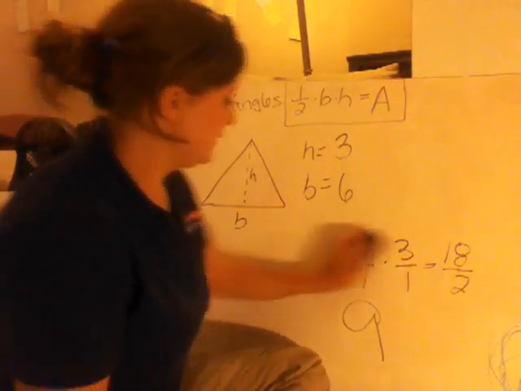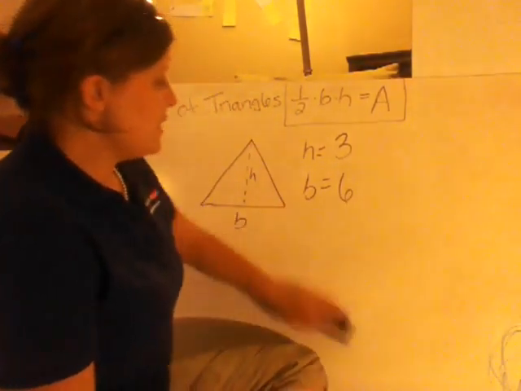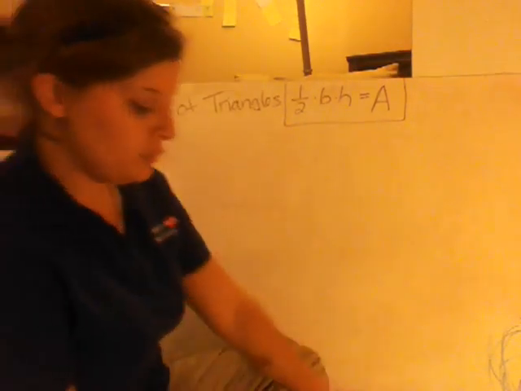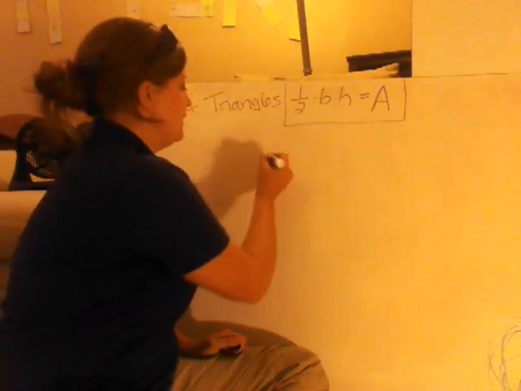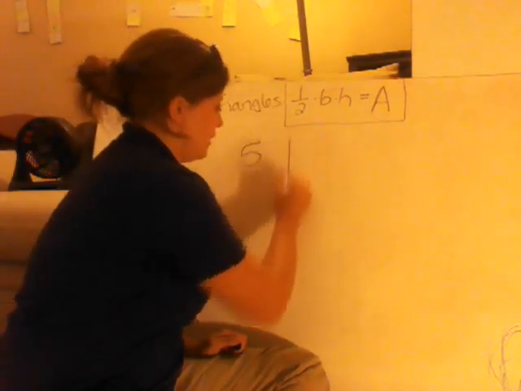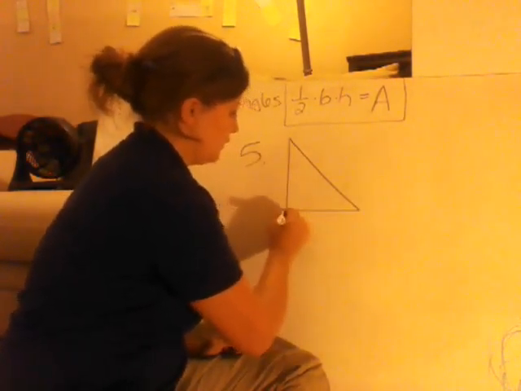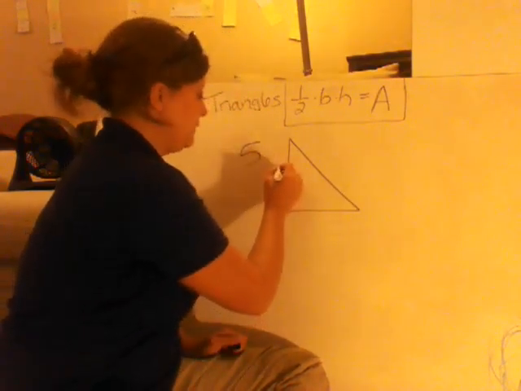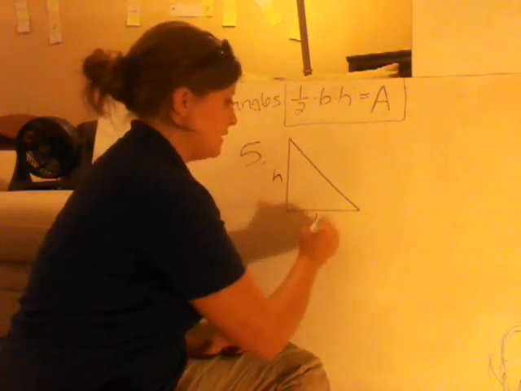Okay. Oh, we're erasing. Oh, oh, oh. Alright, number 5. Number 5. Okay, so I've got my h is equal to 9, and my base is equal to 7.